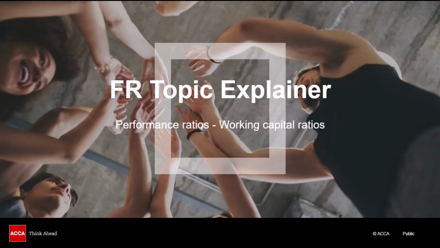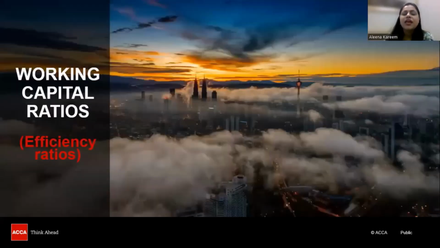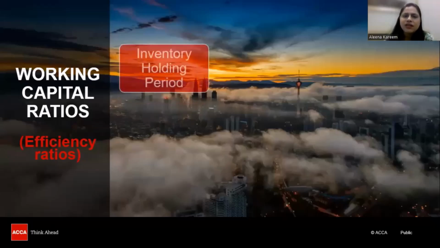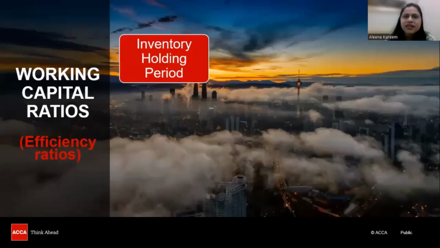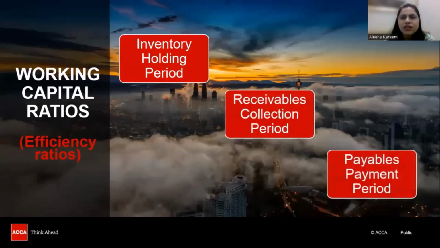So let's start with the first set of ratios within the performance ratios, and that is working capital ratios. As I mentioned, we are going to cover working capital ratios first. Working capital ratios, also called the efficiency ratios, we are going to cover 3 major working capital ratios. Number 1 is inventory holding period. Number 2 is receivables collection period. And number 3 is payables payment period.